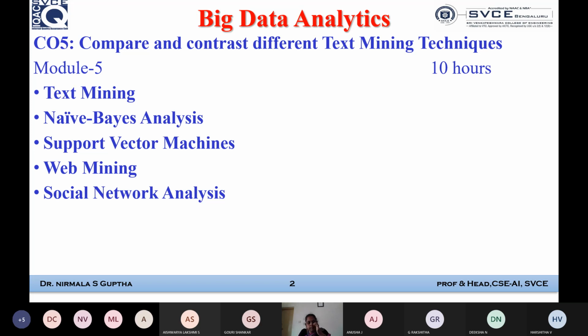Then afterwards, we're going to learn about support vector machines. Support vector machines are a machine learning technique, and this is also used for text mining problems, such as again spam filtering. So like naive Bayes, there is one more technique which can be used in text mining to do spam analysis.